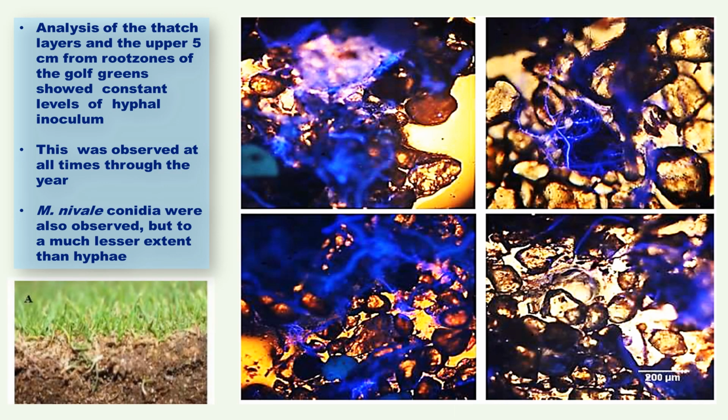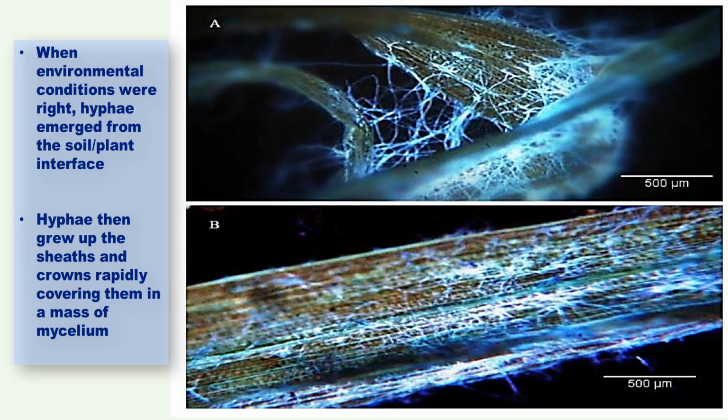So this is what we found. The source of infection, the inoculum, are Conidia, the reproductive structures, and hyphae. And these we found were present year round in the thatch or root zone. And you can see in these photos here the hyphae, the blue hyphae, in amongst the sand particles. So when conditions were right, environmental conditions, the hyphae would grow from the base of the plant over the crown and sheath and onto the turfgrass leaves. So here you can see a creeping bent leaf covered in a mass of hyphae or mycelium.